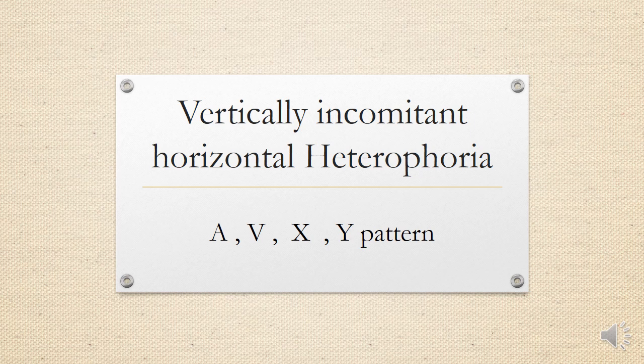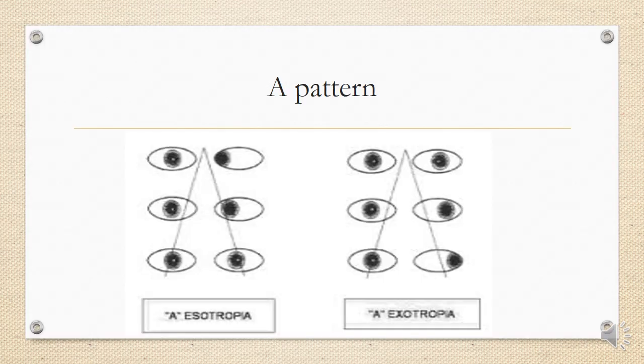Coming to vertically incomitant horizontal heterophoria, these are your A pattern, V pattern, X pattern and Y pattern. These are the patterns which we have discussed in our PPT. So let's see what these patterns are. When we say the term A pattern squint, if you see in this diagram, it is very clearly showing that there is an A pattern which is made.